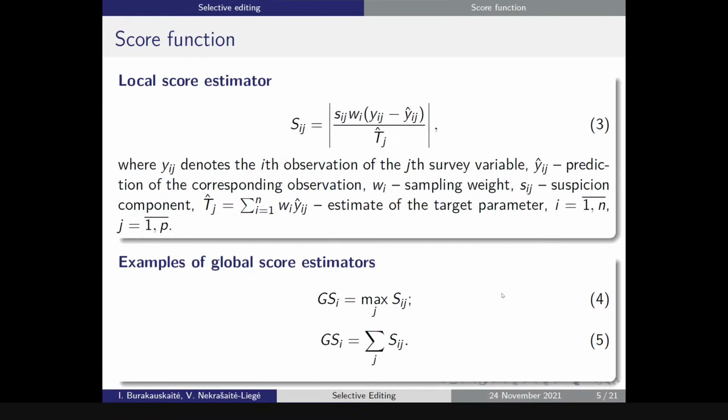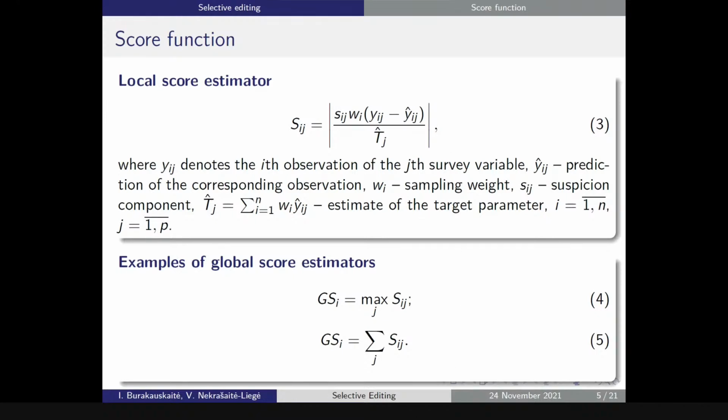So, as I mentioned earlier, selective editing aims to identify the most influential errors. Therefore, it is important to rate all the observations, all the errors, depending on the influence they have on the quality of sample estimates. And this could be done by constructing a score function.